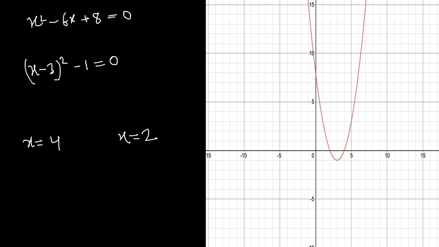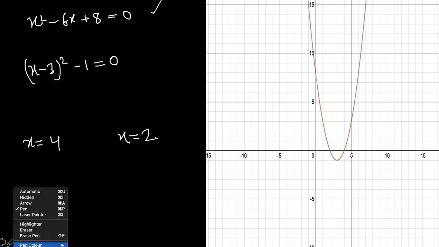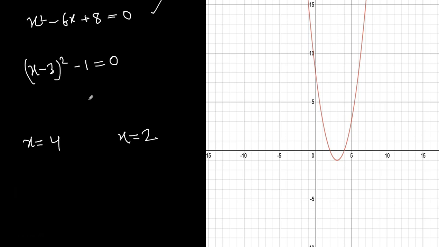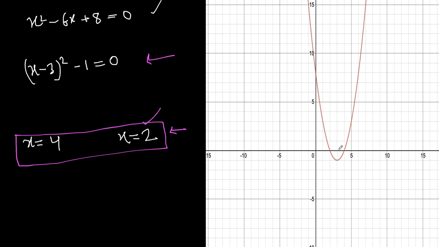Now here I have plotted the graph of this quadratic equation, and I am going to interpret my answer. You can see that this is my completing the square format, and these are the roots. So what is the meaning of the roots? The roots mean the function is cutting the x-axis at x equal to 2, which is this point, and x equal to 4, which is this point.